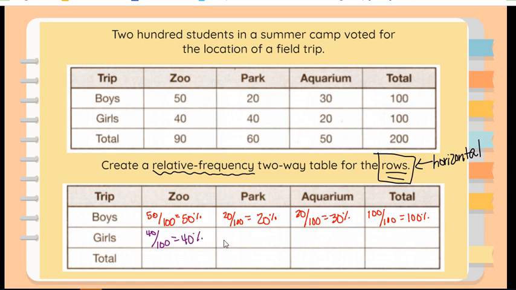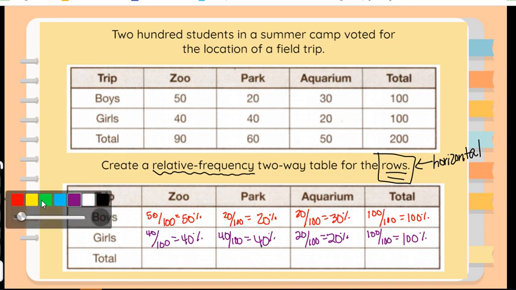So this is 40%. Girls that voted for the park is 40 out of 100. So that again is 40%. Girls that voted for aquarium is 20 out of 100, which is 20%. And then, of course, 100 out of 100, which is 100%. Now, you may notice, we have 200% this time. Yeah, because each row is going to total to 100%. All right, and we still want to do the total column. So don't forget it down here at the bottom.